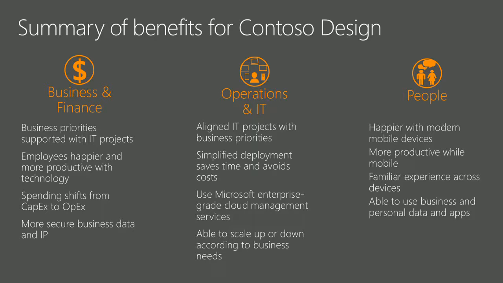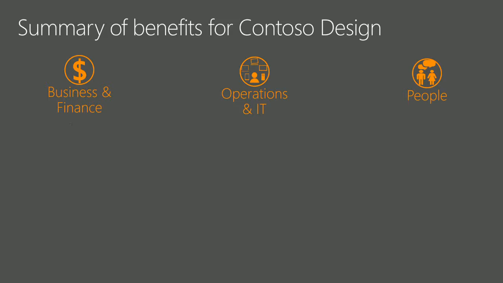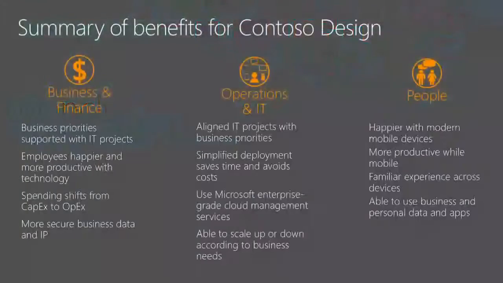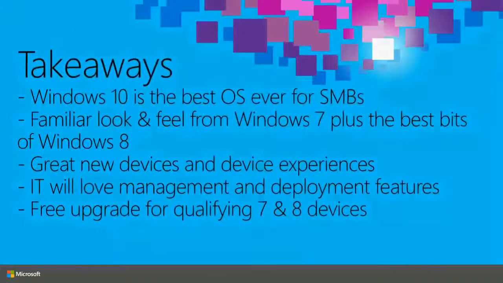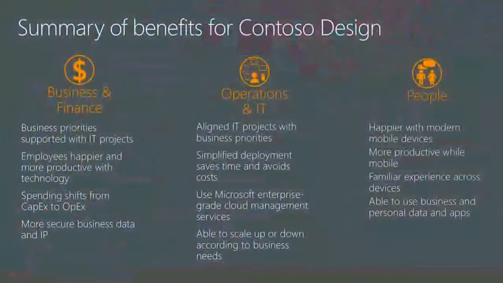Great. On operations and IT, as an IT department or partner, you basically align your IT projects with the business priorities. You've got simplified deployment for saving time, avoiding costs. You can use Microsoft's enterprise-grade cloud services to actually build out your own services, and you can scale those up and down using things like Business Store, using things like MDM cloud services. The people in the organization are happier with modern mobile devices, more productive while mobile, with a familiar experience across their devices, and they're able to use their personal and business data and apps in their work life.